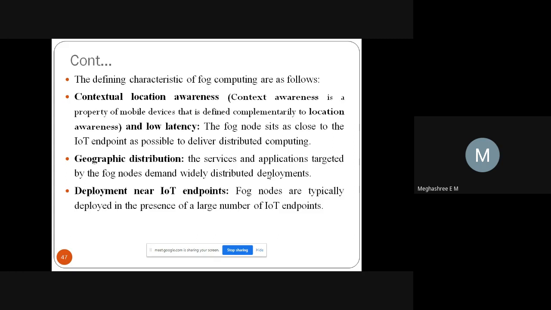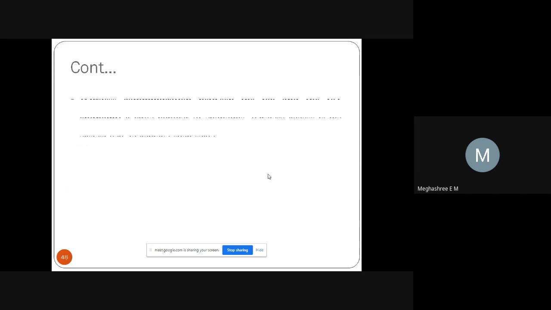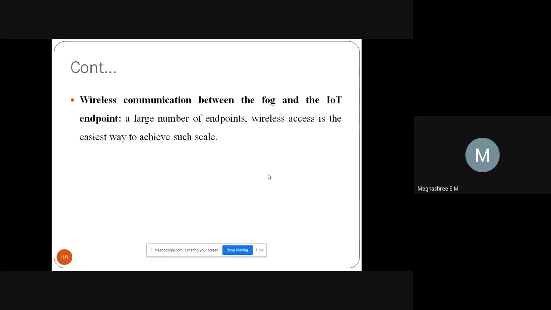Okay. So this fog node has to be deployed very near to the IoT endpoints. Okay, that is what the next one. The next one is wireless communication between the fog and the IoT endpoint. See, IoT endpoints, as I said, those are the objects that are connected to the IoT, right? So whatever data it collects has to be passed to the next layer, that is the fog layer, right? So how do you communicate between those two layers? That is with the help of wireless communication.